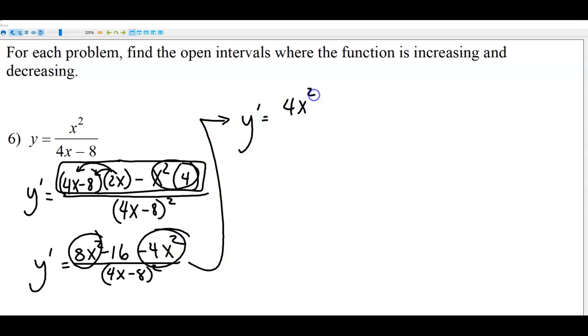4x squared minus 16 over 4x minus 8 squared. And that's supposed to be 16x, by the way, I just realized. All right.